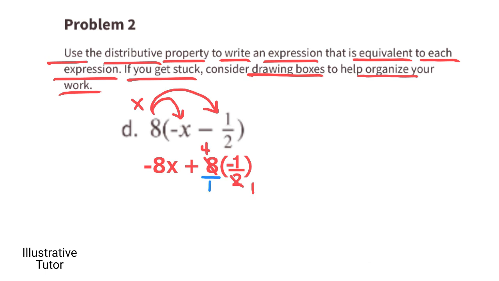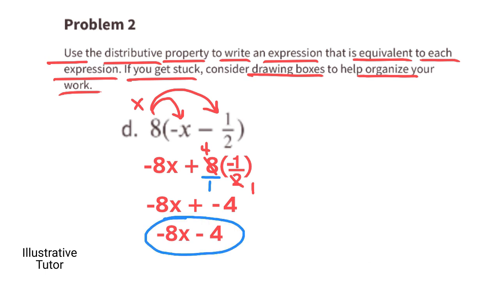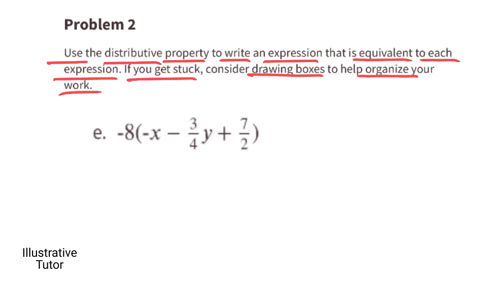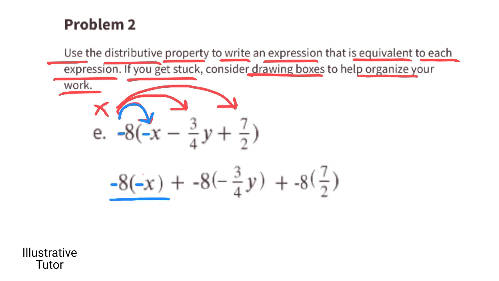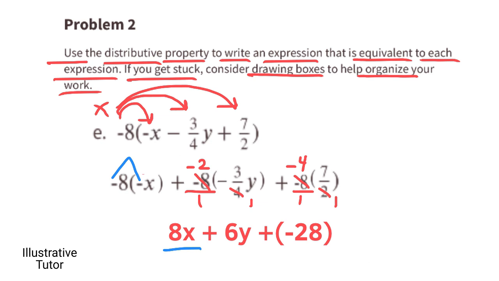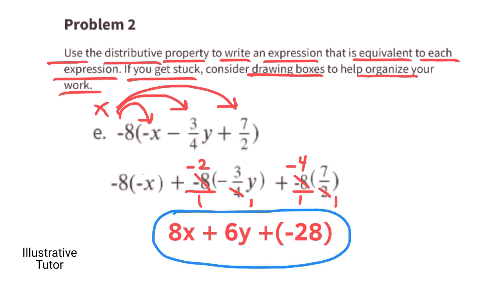8 times negative 1/2 is negative 4, so the expression is negative 8x minus 4. E. Negative 8 times negative x plus negative 8 times negative 3/4 y plus negative 8 times 7/2. Negative 8 times negative x is positive 8x. Negative 8 times negative 3/4 y is positive 6y. And negative 8 times 7/2 is negative 28.